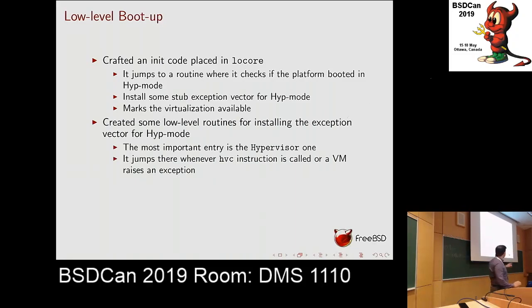After this, we created low-level routines for setting and getting the exception vector. Initially, being in the first stage of booting, we didn't know much about the hypervisor and what routines it would use. This is why we installed the stub one, which was empty. And at this point, we are basically replacing the routines.